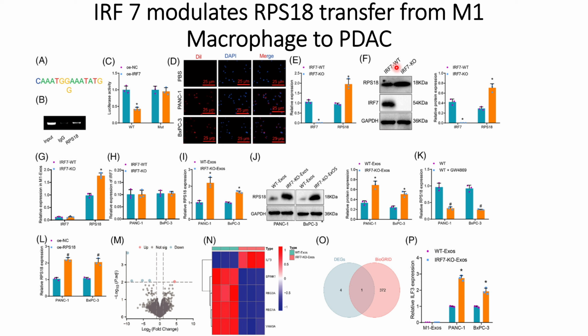They also validated their results using Western blot, where they can see that in the IRF7 knockout there is more presence of RPS18 compared to the IRF7 wild type. This Western blot has been quantified on the right-hand side, where we see a similar result: RPS18 is statistically significantly higher in the case of IRF7 knockout.